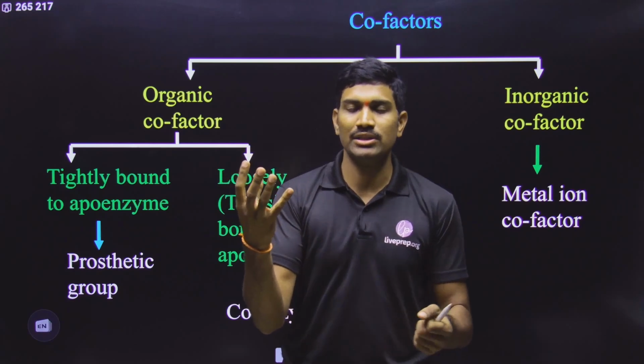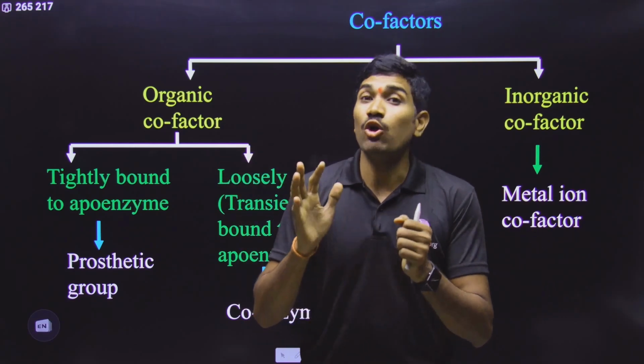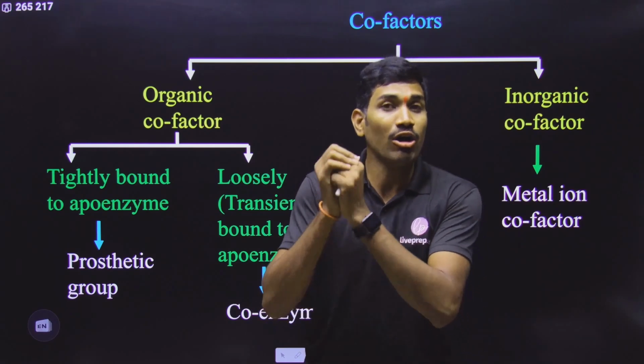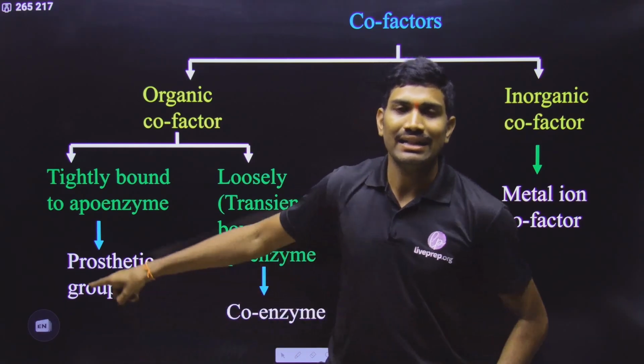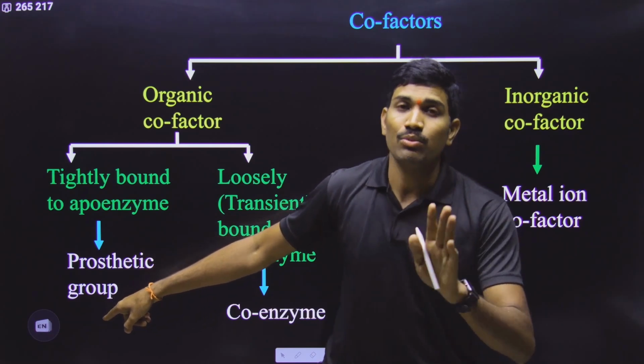The protein part is called the apoenzyme. The cofactor that is tightly bound to the apoenzyme is always attached and always present. What is the meaning of tightly bound? It is always attached. That type of cofactor is called a prosthetic group.